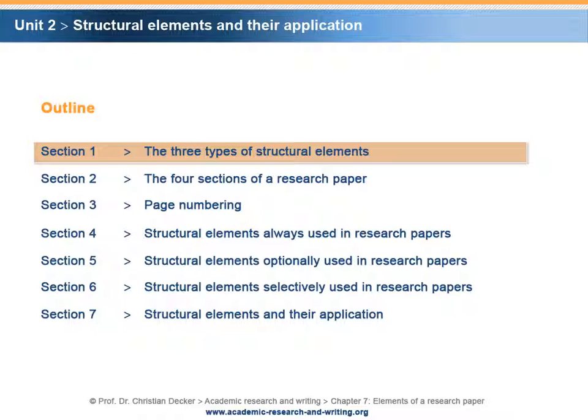Section 1. The 3 types of structural elements. Simply speaking, we are able to distinguish between 3 types of structural elements in an academic research paper or thesis project.